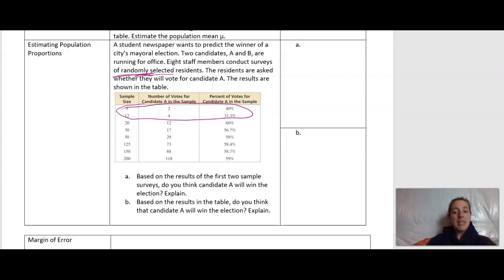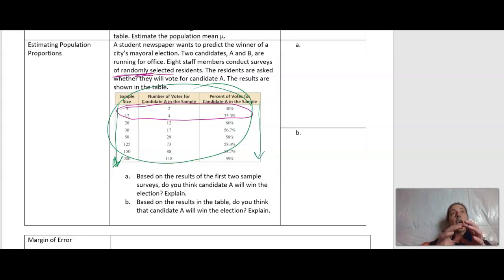So then B, based on the results of the table, do you think that candidate A will win the election? So now we're looking at the whole table. The thing I notice is that my sample size continues to go up as I move down my table. The other thing I notice is that as I move up the table, as our sample size gets bigger, the closer to the real population value we would probably end up with. So that's why we want to get large sample sizes.